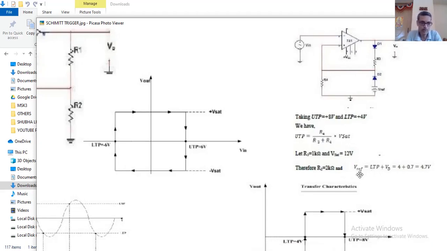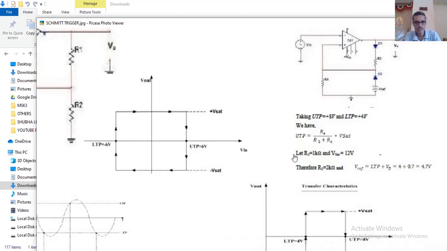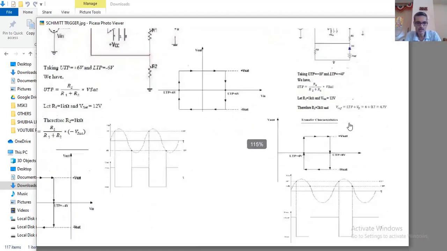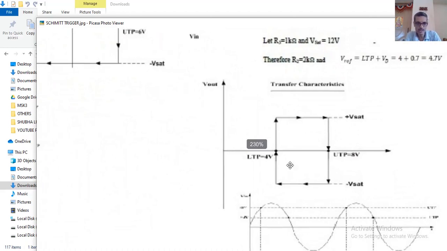That is 4.7 minus 0.7, which will be 4. That will be the lower triggering point, because this diode will conduct only after 0.7 volt. Now in the transfer characteristic, as you can see over here, it is plus 4 and plus 8 volt. That's what I'll get. You can go to XY mode in the CRO and you can observe it.